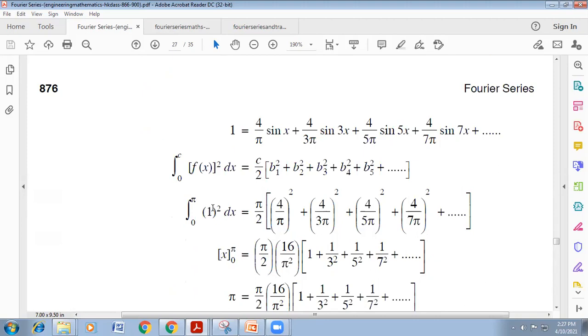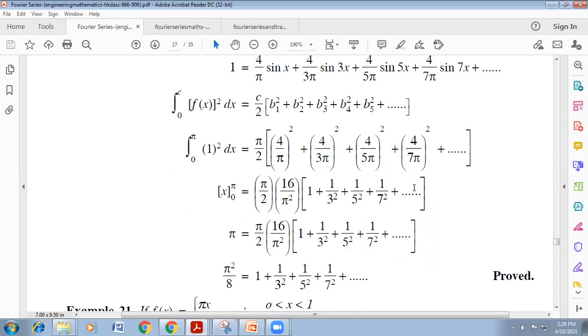Now integration of 1 what? x. Integration of 1 x, upper limit pi, lower limit 0. This equals pi by 2 and 16 by pi square. Taking 16 by pi square common, we get a series 1 plus 1 by 3 square plus 1 by 5 square plus 1 by 7 square plus and so on. After putting the upper limit pi, we get only pi here, pi minus 0. This equals pi by 2, 16 by pi square, and this is the series.